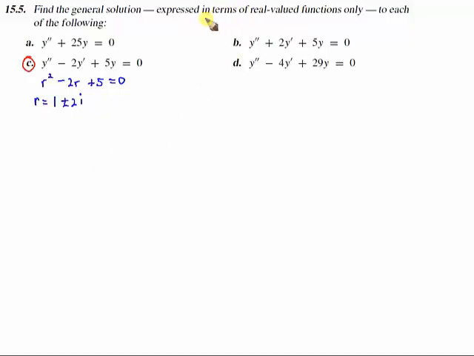Now again, it's talking about giving the answer in real terms. Now, if you recall, the significance of these two numbers is, our answer would be y equals a constant, e to this number x, that would be 1x, cosine 2x. And then b, e to the 1x sine 2x. There's our answer.